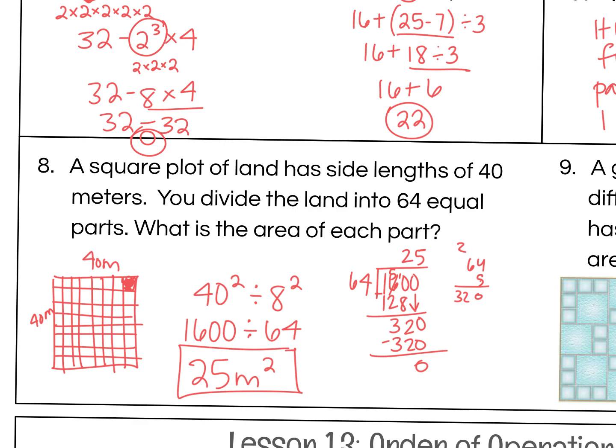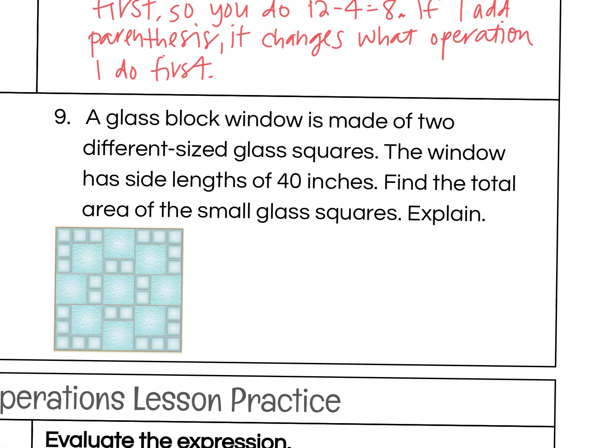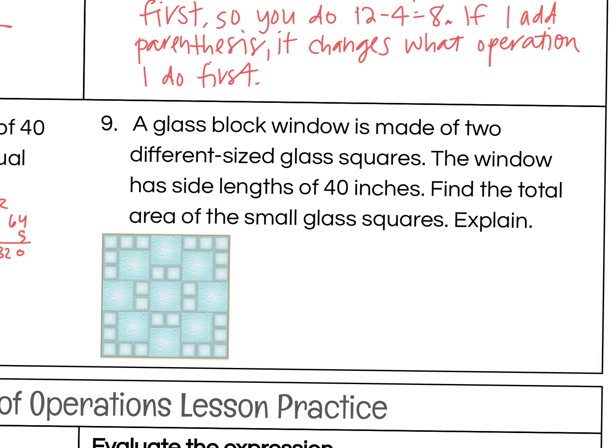Okay, here's our next one. I want you and your group that you're sitting with to talk about this one and see if you can figure out the total area of the small glass squares. This one's a little trickier. So put your brains together and see if y'all can figure out how to solve this one.